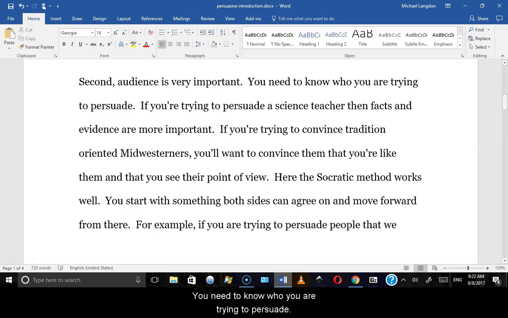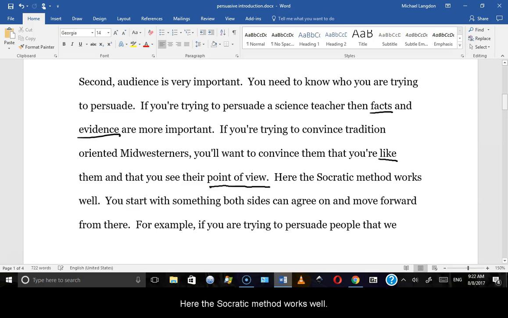Second, audience is very important. You need to know who you are trying to persuade. If you're trying to persuade a science teacher, then facts and evidence are more important. If you're trying to convince tradition-oriented Midwesterners, you'll want to convince them that you're like them and that you see their point of view. Here, the Socratic method works well. You start with something both sides can agree on and move forward from there.